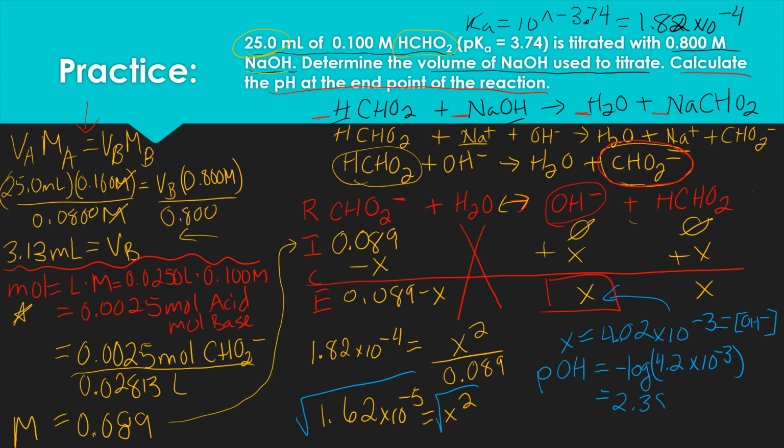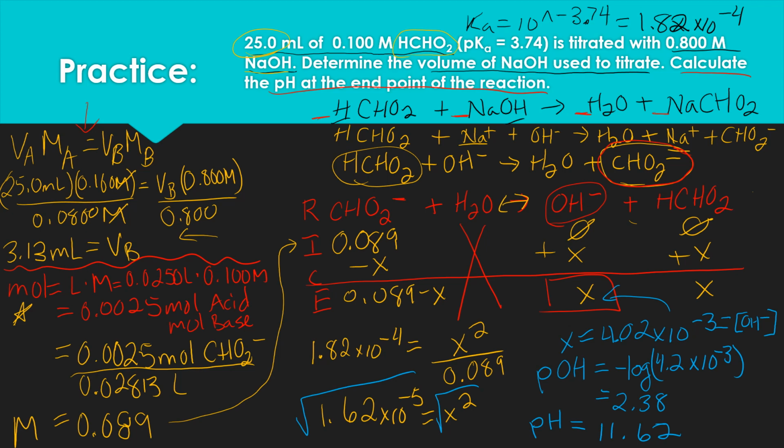2.38 is our pOH, and we want the pH. So we're going to do 14 minus 2.38, which would give us 11.62. Okay, whew, that was a lot. But we got to our final number.